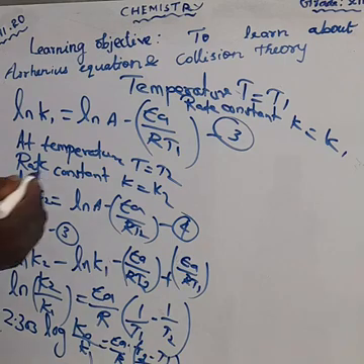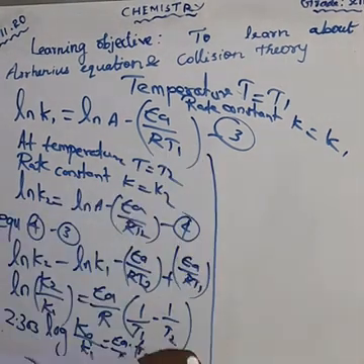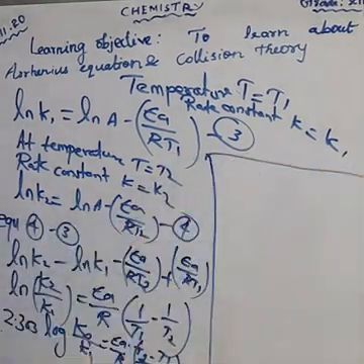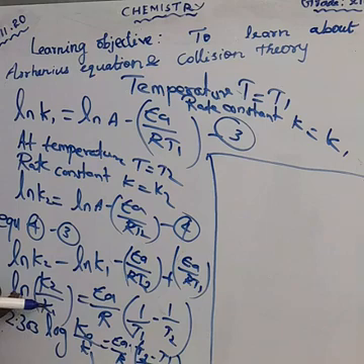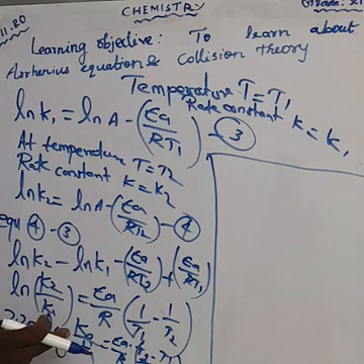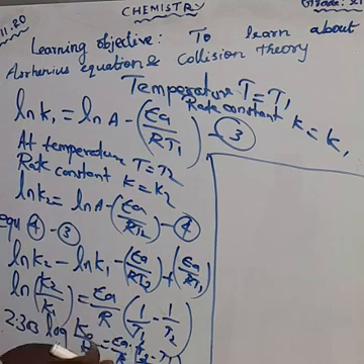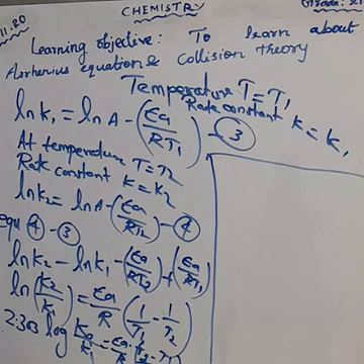One more step. Okay, have it out this area. So ln is converted to log, so multiply by 2.303. So K2 by K1 is equal to EA by R cross multiplication, T2 minus T1 divided by T1. Okay, clear.